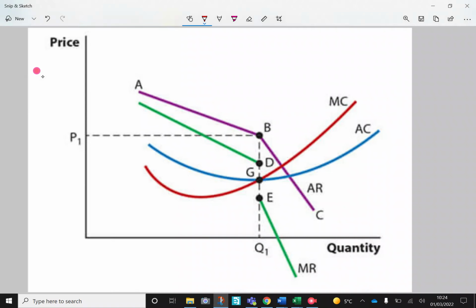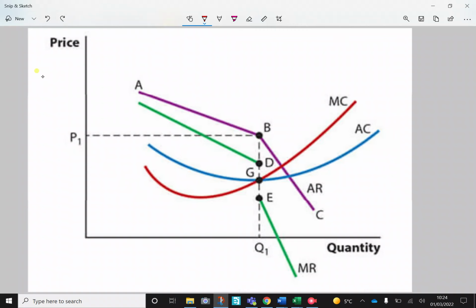We're looking here at the long run equilibrium position in oligopoly. Production takes place in the normal way where MC cuts MR, and the result of that is an equilibrium price quantity combination of P1, Q1. So that's the same for all firms. Everyone should produce at the profit maximizing position.